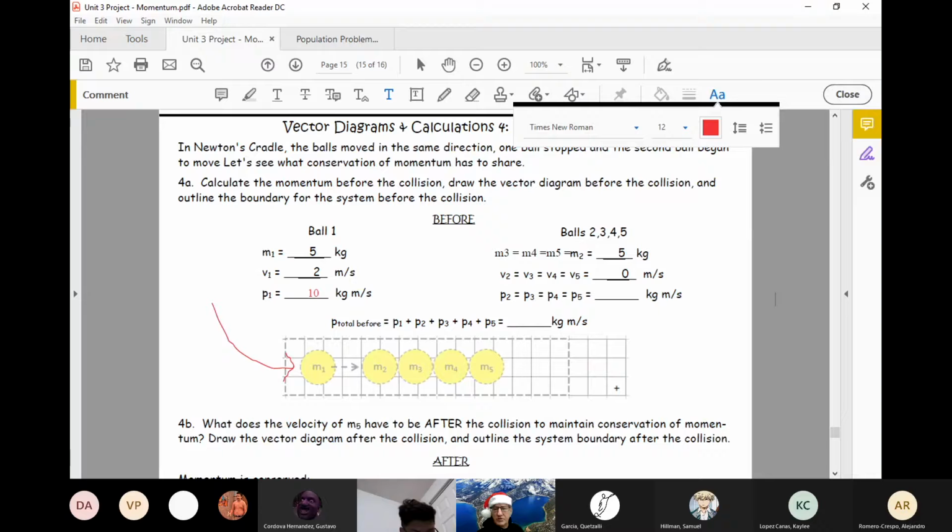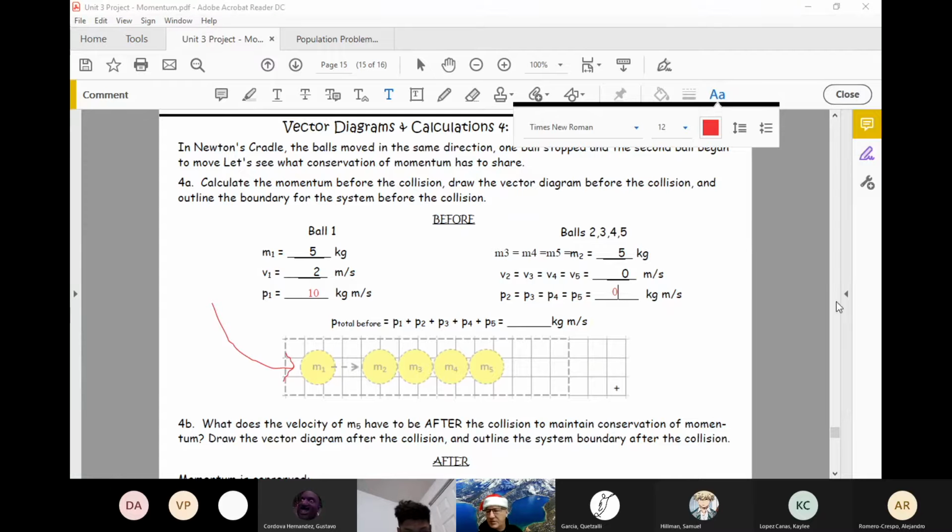Next, for balls 2, 3, 4, and 5, they all have the same momentum, so you only have to do the math once. What did you get, Kitsali? 0. Yeah, they have no momentum because they're not moving. Remember, this is before the ball swings down. Remember, this is Newton's cradle. So before this ball swings down and hits them, these ones aren't moving. If there's no movement, there's no velocity, and that means there's no momentum, right? Pretty simple math, yeah?